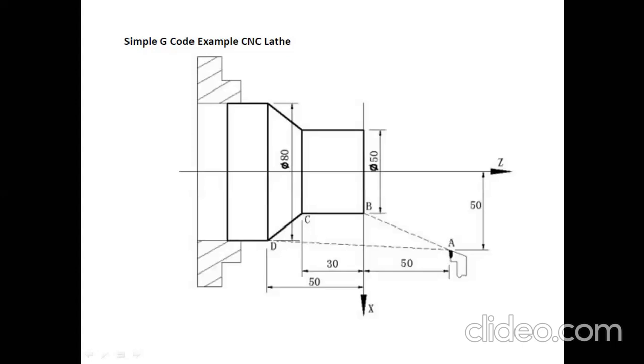Then this tool will move from the home position to point A, then it will go to point B, and then it will next move to point C and then D. At point D, that is the last operation which is covered by using G code and M code.